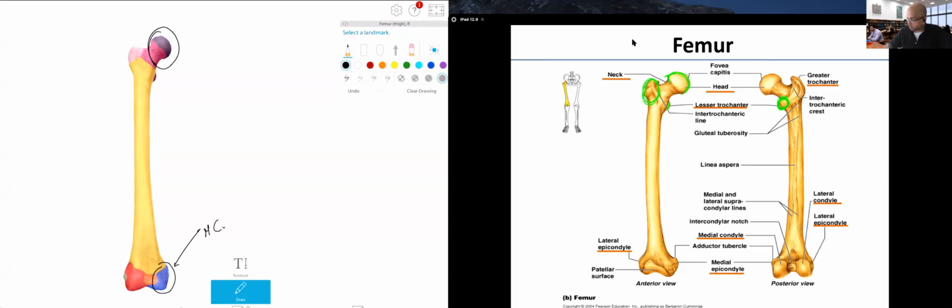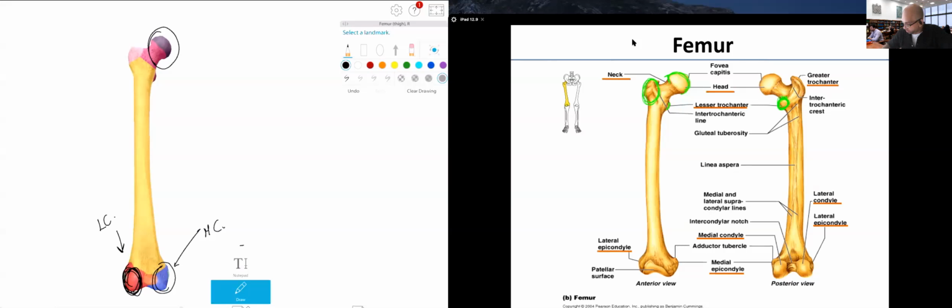Medial condyle. How about the other one? The one on the opposing side. The opposing side to the head of the femur. Is this lateral or medial again? It's lateral because the head is medial, so the opposing side is going to be a lateral side. So this is going to be my lateral condyle. Lateral condyle.